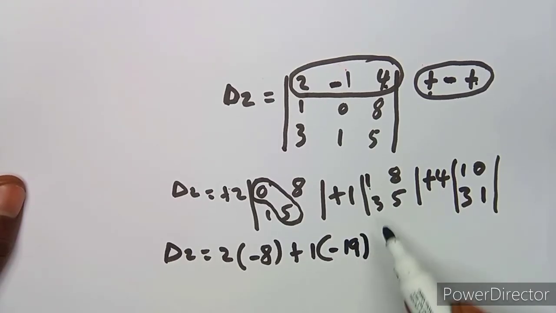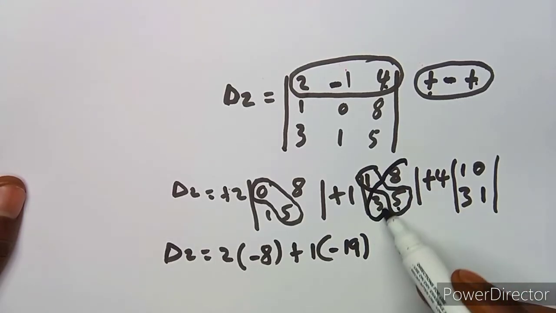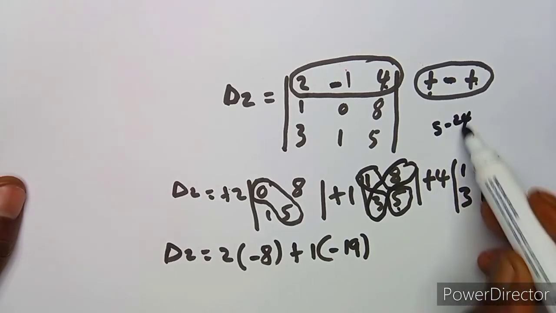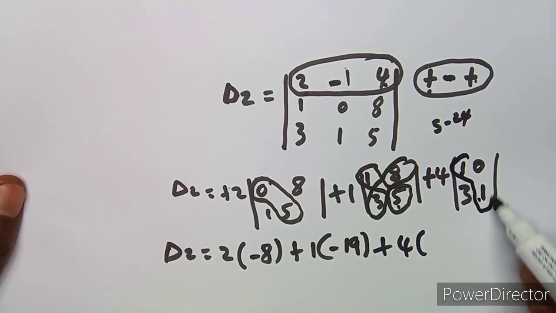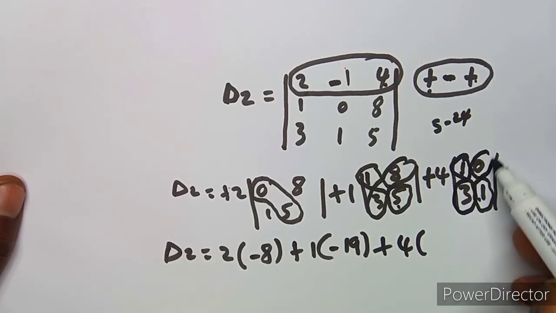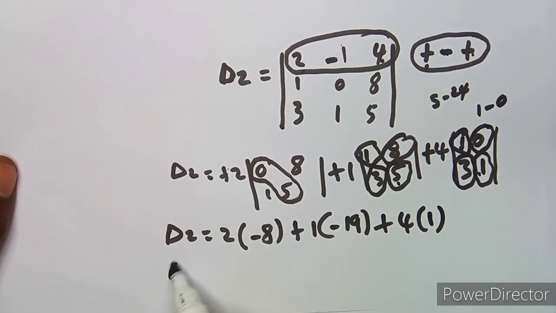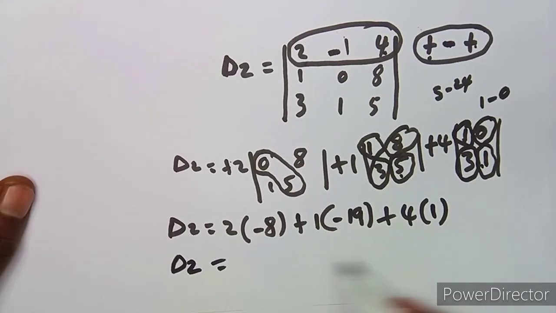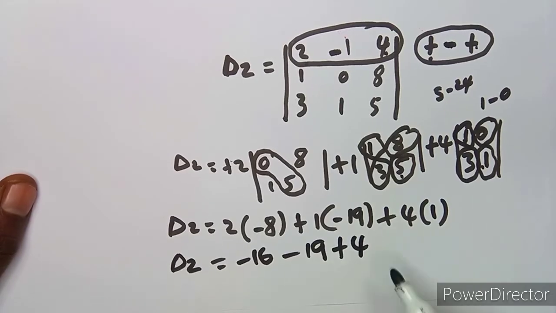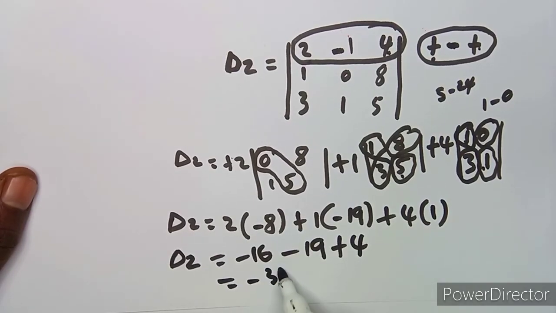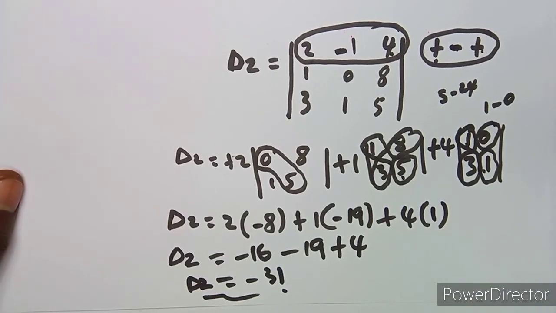5 minus 24, guys, because remember, it's the product of these two. 1 times 5, which is 5, minus 3 times 8, so it's 5 minus 24, which is minus 19, plus 4 into 1 times 1, which is 1, minus 3 times 0, which is 0, so it's 1 minus 0, which is 1. So it's just 4 like that. So you combine everything, or you can just use your calculator, but you're going to obtain minus 16, minus 19, plus 4, which is going to give us minus 31. So that is the determinant with respect to z, constant z.